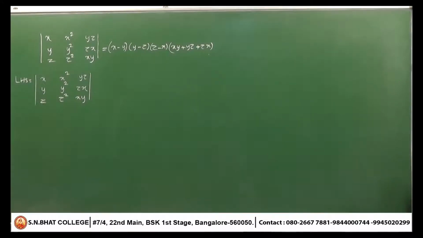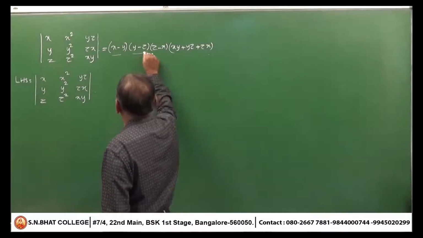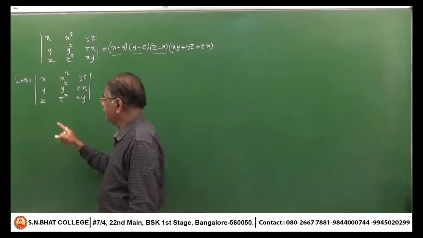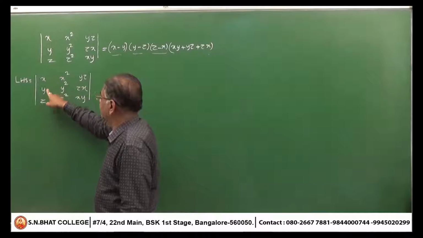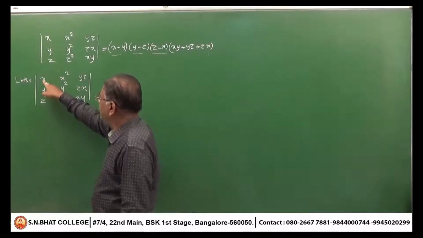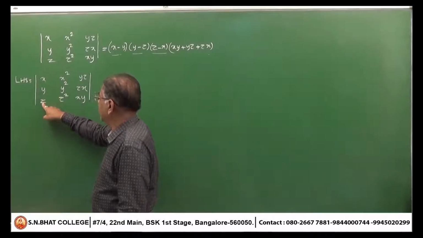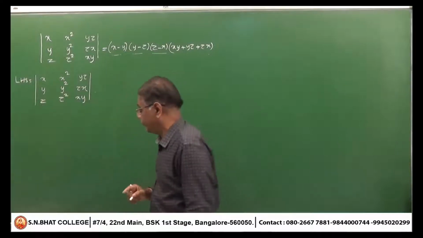In the answer I need (x minus y), (y minus z), (z minus x). See all the three rows. When you get x minus y as a common factor, that is R1 dash is R1 minus R2. Next, R2 dash is R2 minus R3. You will get x minus y into y minus z as a common factor.